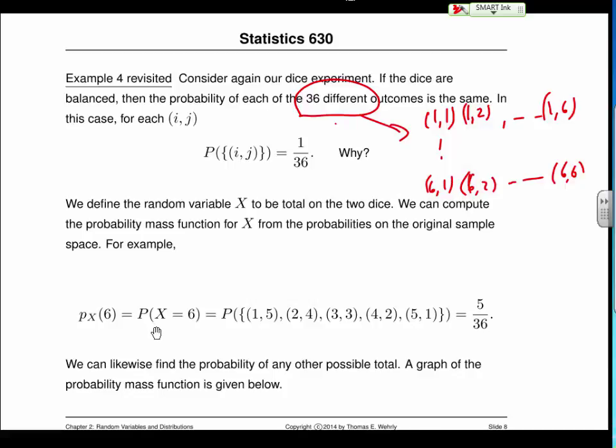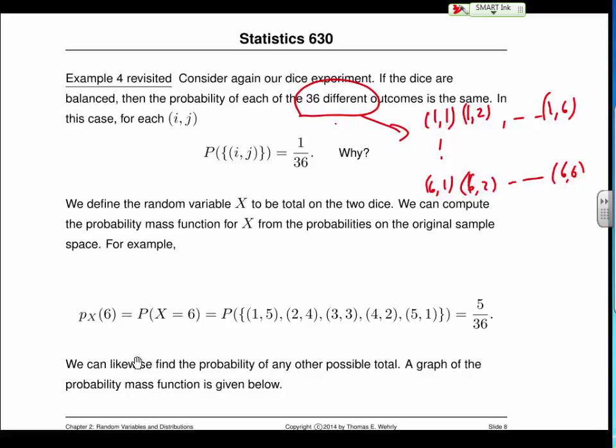For instance, what's the probability that x equals 6? We can have a 1 and a 5, a 2 and a 4, a 3 and a 3, a 4 and a 2, a 5 and a 1. Those are the only ways that we can get a 6. There are 5 of them, so we get probability 5 over 36. And later we'll use a function little p with the subscript indicating the random variable and the value of 6 to be the same as writing the probability that x equals 6.